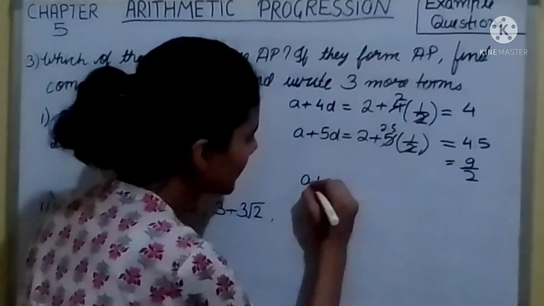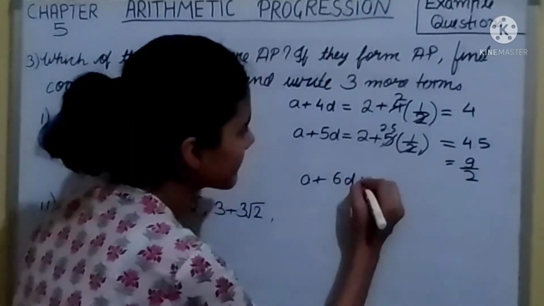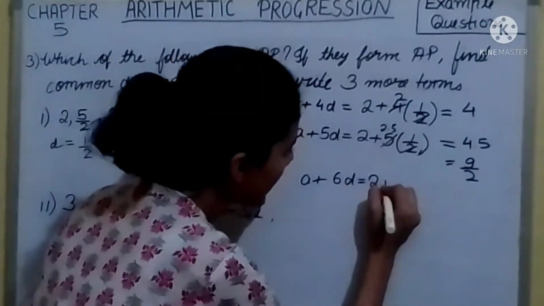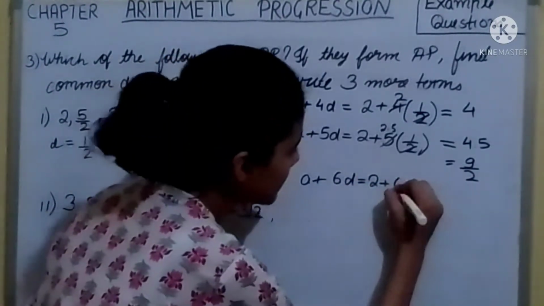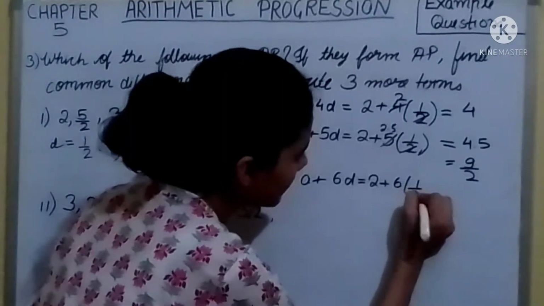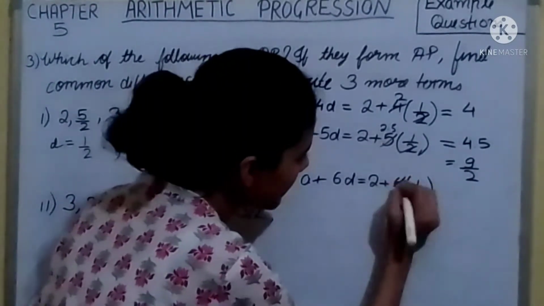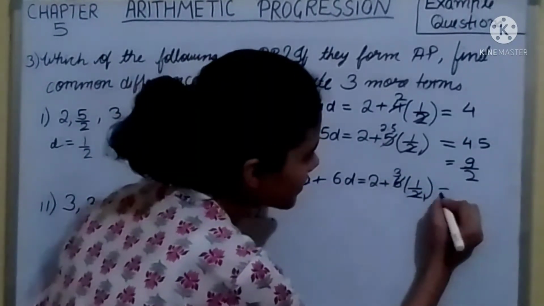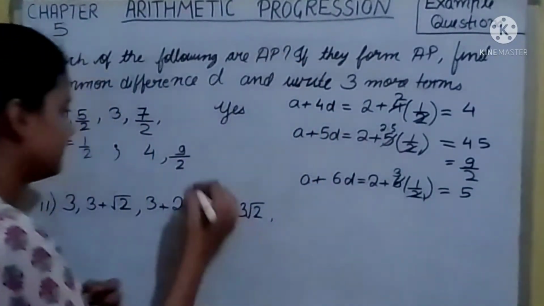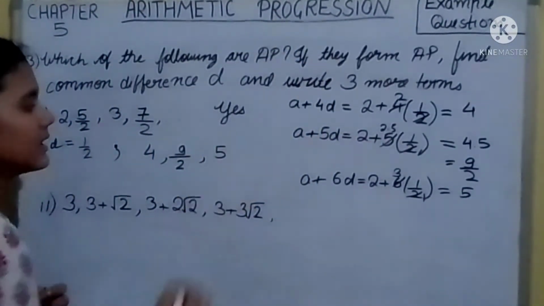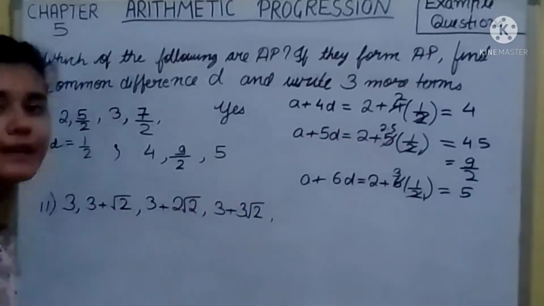Then A plus 6D is equals to 2 plus 6 multiplied by 1 by 2. So 2 ones are and then 2 threes are. So 2 plus 3 is equals to 5. So the next one is 5.